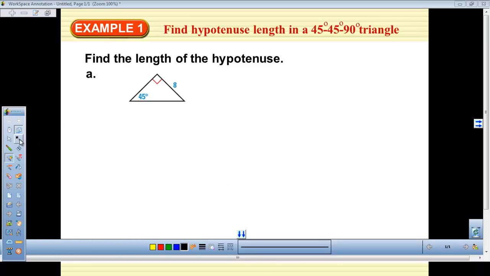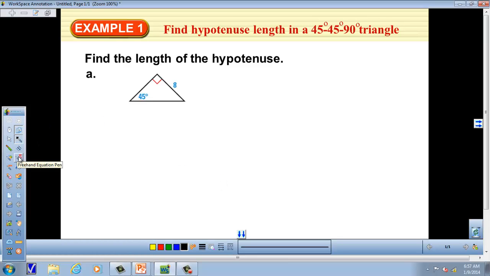Okay, in this section we're looking at 45, 45, 90 triangles. In other words, we have two angles in the triangle that are 45 degrees. So this is also 45 degrees, and we also have a right angle here. Remember, if these two angles are congruent, that means that these two sides are also congruent.